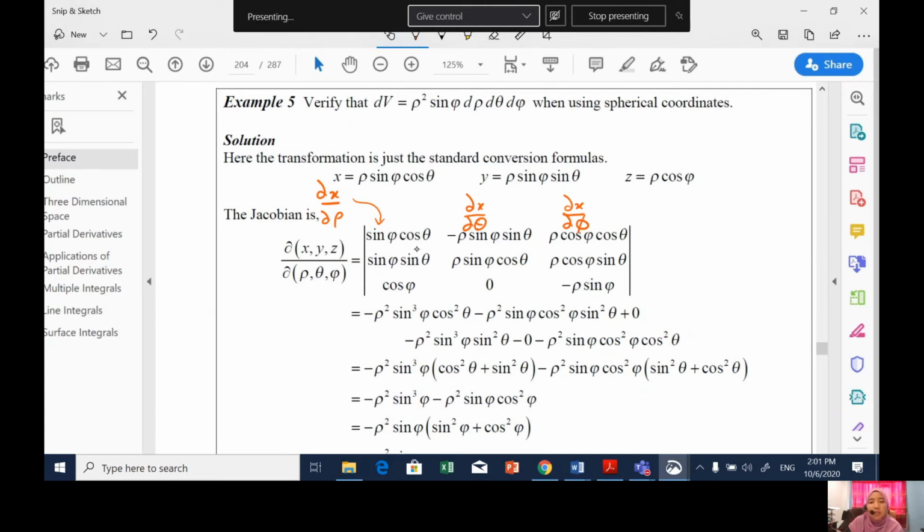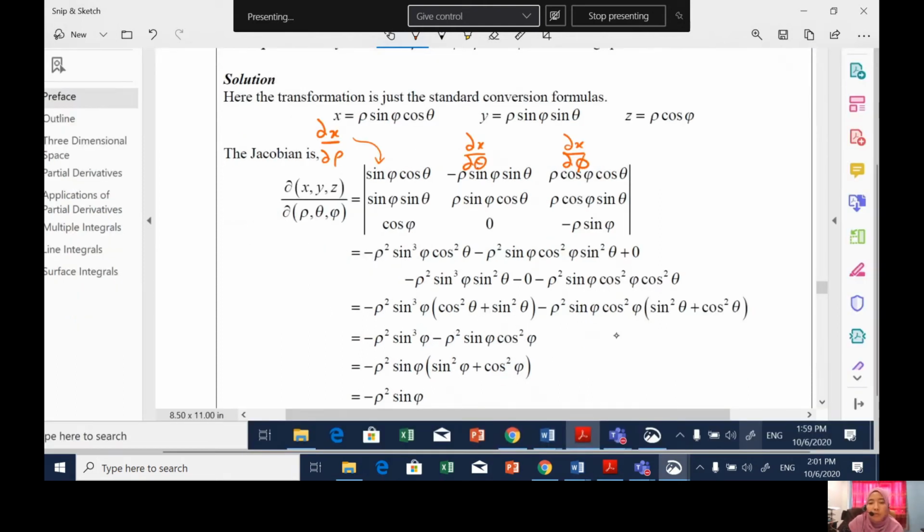Okay, now we have the determinant of the 3 by 3 matrix. You can find it using the products between the elements in the matrix. So the expansion will be given here. We got this one. I hope you still know how to find the determinant for 3 by 3. If you do not remember, please recall back. Okay, so this is the simplification for the determinant. We'll get negative rho squared sine phi.